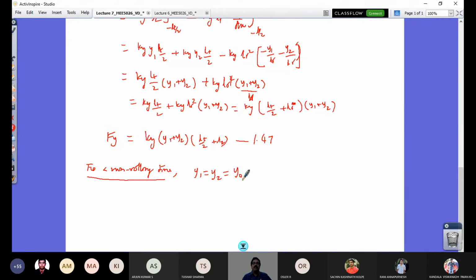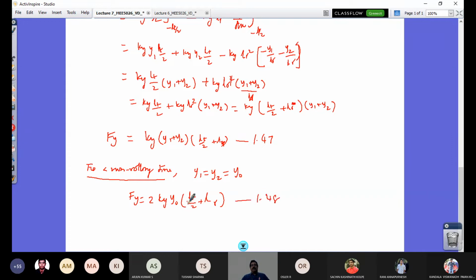So let us call that y0. This y0 refers to a non-rolling tire. So if that is so, what is my Fy? In the rolling case y1 and y2 are different, whereas in a non-rolling tire it is the same. So I can replace this by 2y0. The 2 can be taken out, and y0 into LT by 2 plus LR. This is LR. So that's my expression. Let this equation be 1.48.